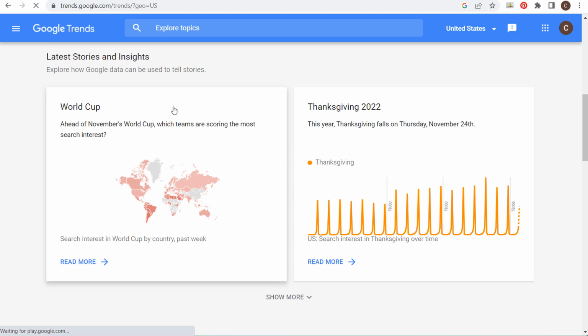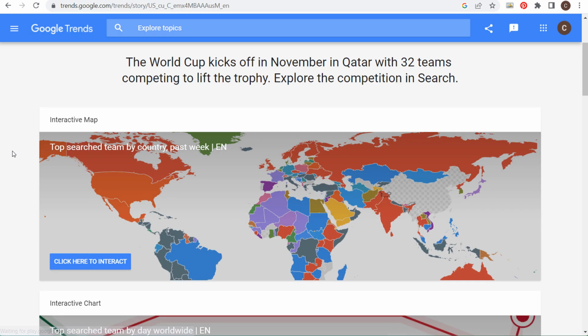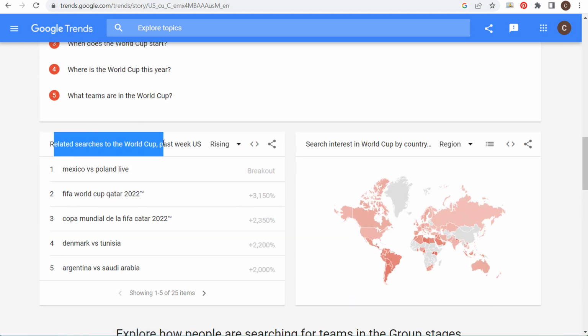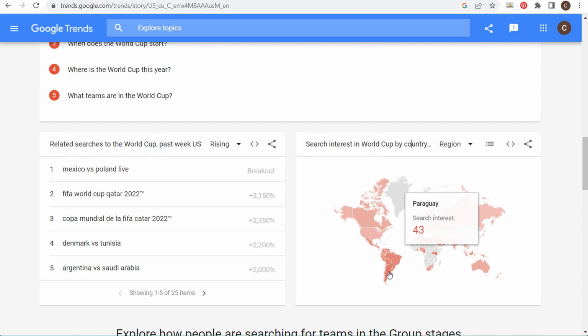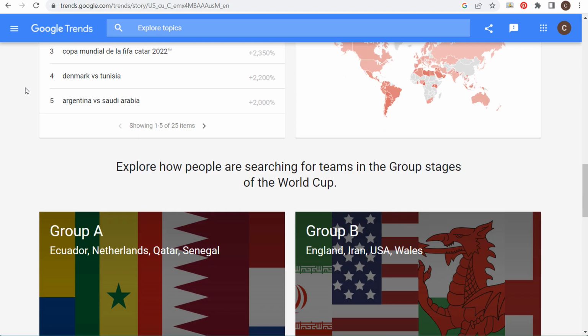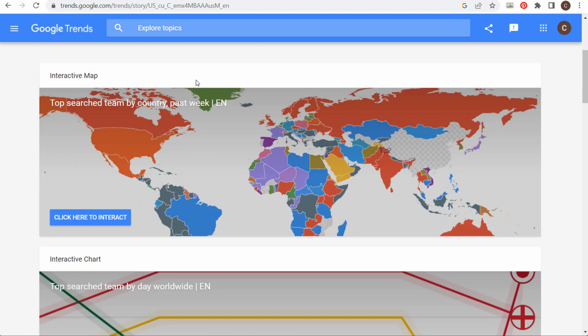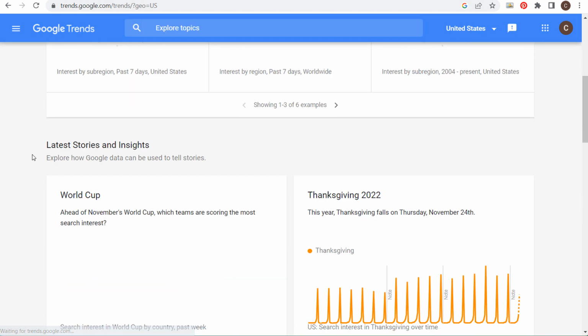So if you're covering the World Cup, then come to Google Trends and see what is trending with the World Cup the entire time. So what are the related searches? The rising searches are going to consistently change over time too as different games are played, depending on what people are looking for. You can search interest in World Cup by country, so you can see which countries are the most interested in the World Cup, maybe helping guide some type of geographic marketing strategy, and then explore how people are searching for teams in the group stages.